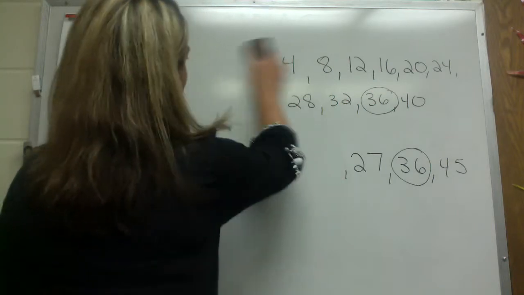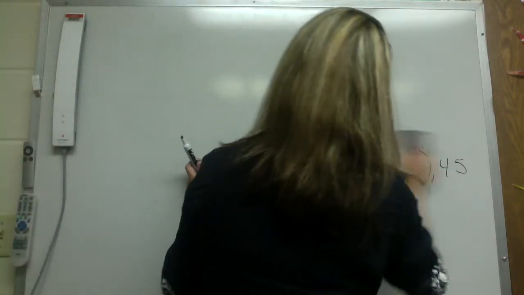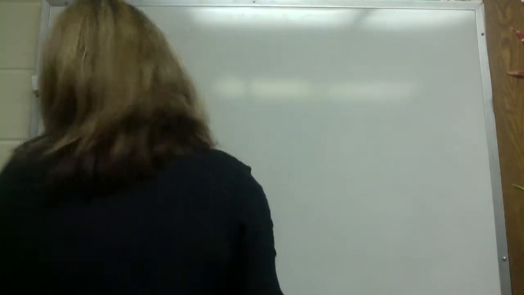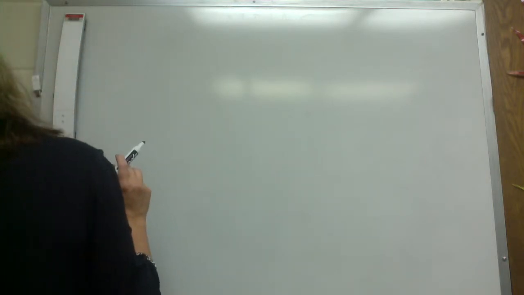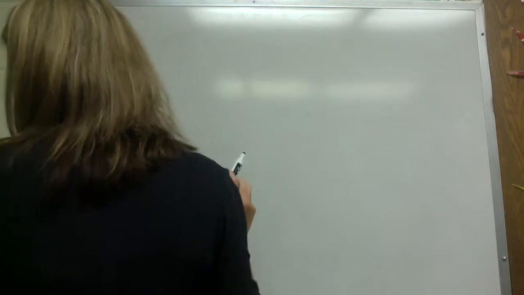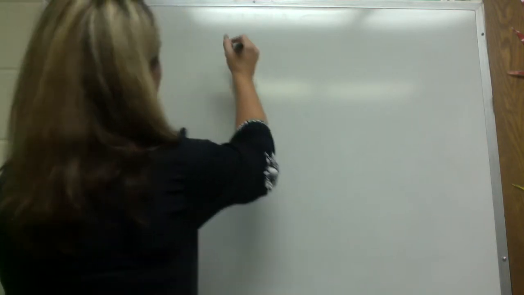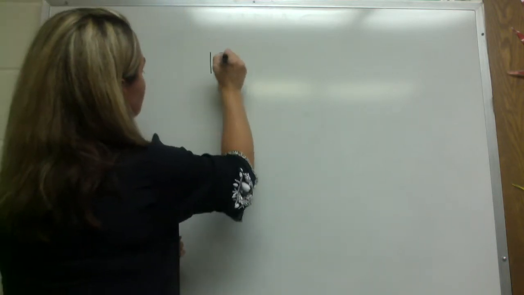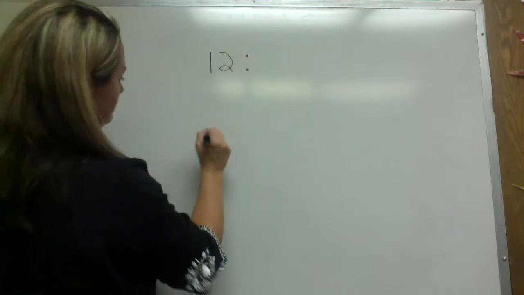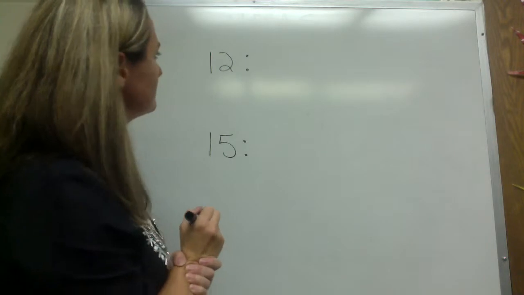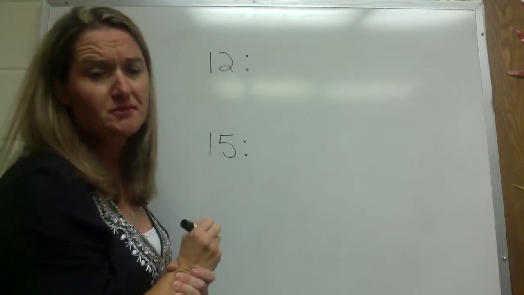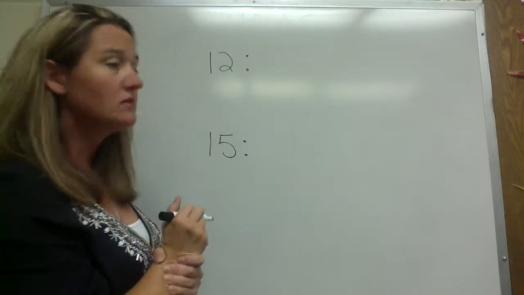Let's do another one using the multiple method. Let's do 12 and 15. Some of you may be thinking, I'm just going to multiply them together and that's going to get me the least common multiple. Well, we'll see.